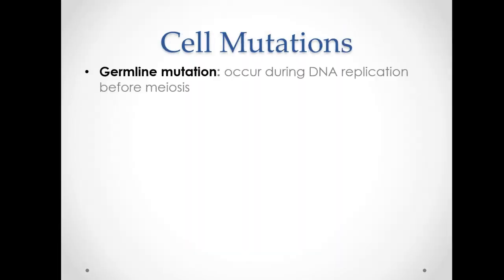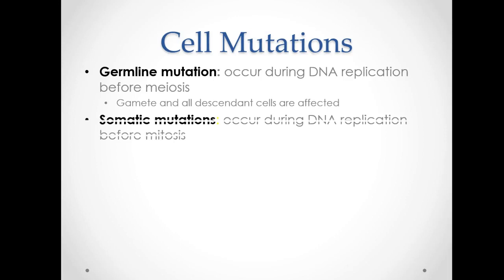All right, so mutations can occur in two different types of cells. If you remember, we talked about germ cells and somatic cells. Germ cells were the cells that we were discussing in our conversation about meiosis, and those are our reproductive cells, right? The cells that make the egg and sperm in males and females. So in a germline mutation, if a mutation in the DNA sequence occurs during DNA replication before meiosis begins, that gamete will be affected and all of the other cells will also be affected.